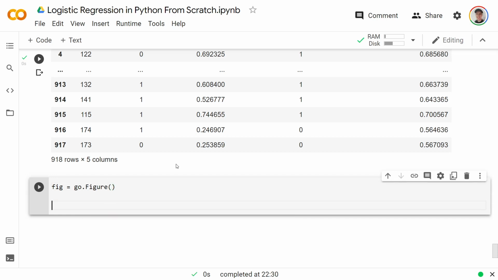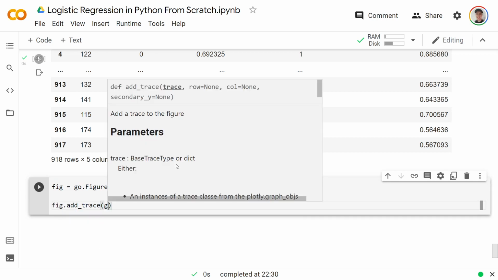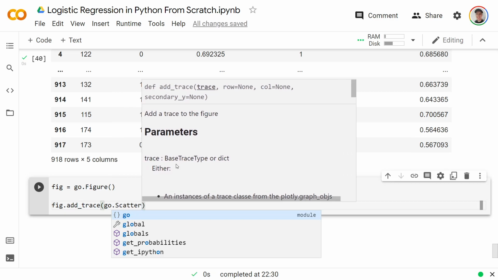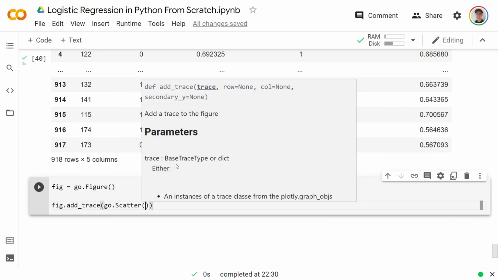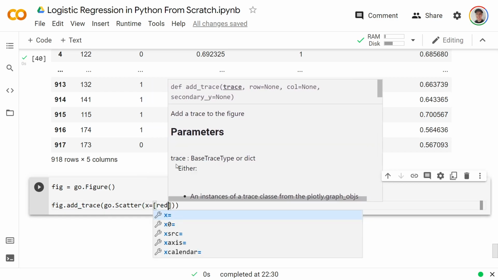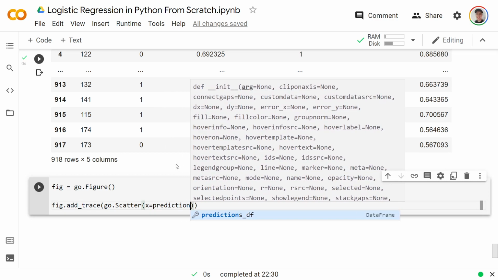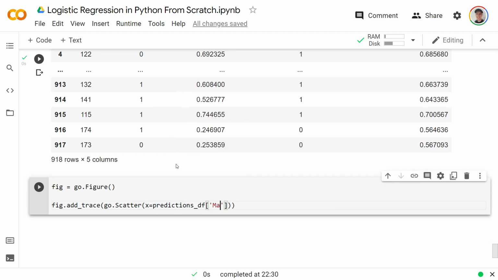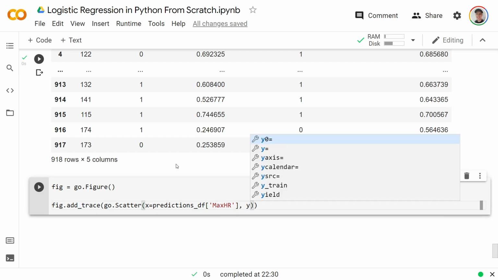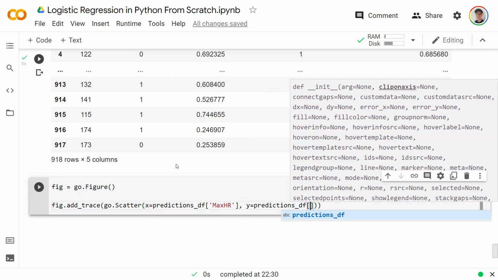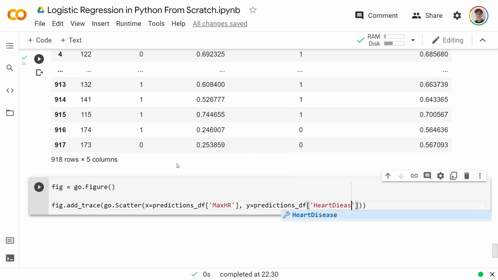Fig is equal to go.Figure. We will add a trace, fig.add_trace, where first we're going to do the observed, so that's the actual values. go.Scatter with x equals the predictions df sub the max heart rate, and y is equal to the predictions df sub heart disease.